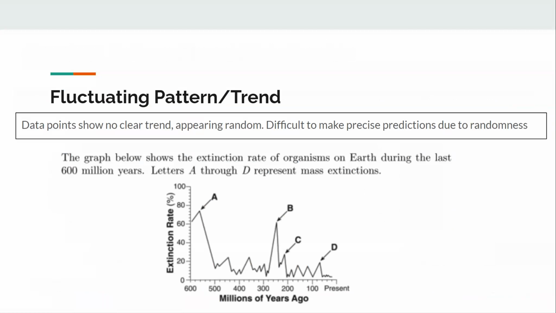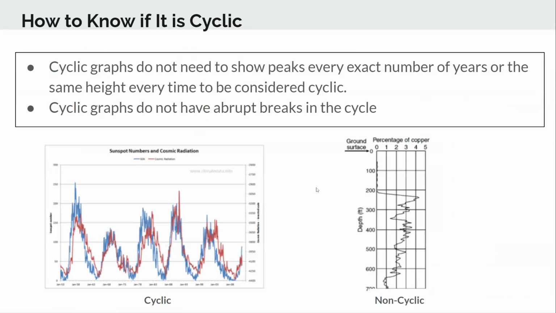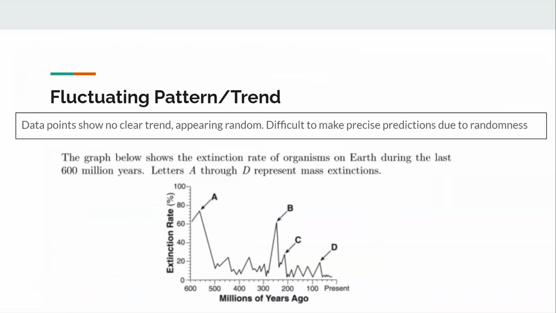Next is a fluctuating pattern. Remember when we talked about this graph being non-cyclic? So what would we call this graph? We would call this fluctuating. This is when a graph just fluctuates or changes, kind of like this, but it's random. There's no regular interval to it. For instance, this is showing the extinction rate millions of years ago, and you can see that the extinction rate is not consistent and doesn't have a consistent interval between the ups and downs, peaks and troughs of this graph. That's when we say this is a fluctuating pattern. That's it.